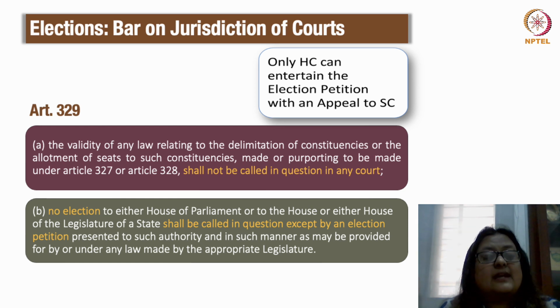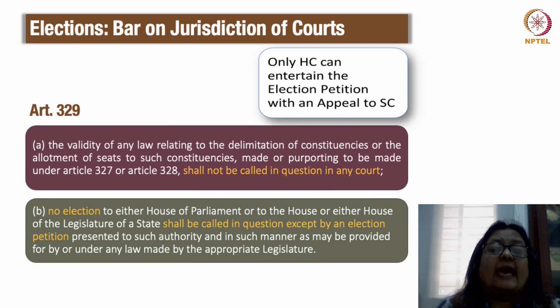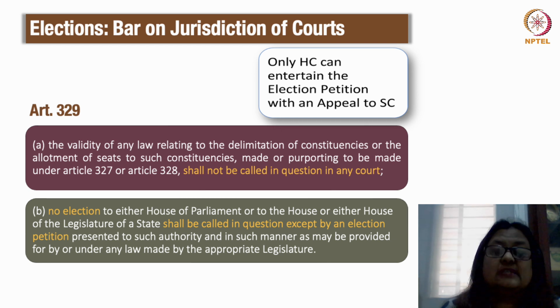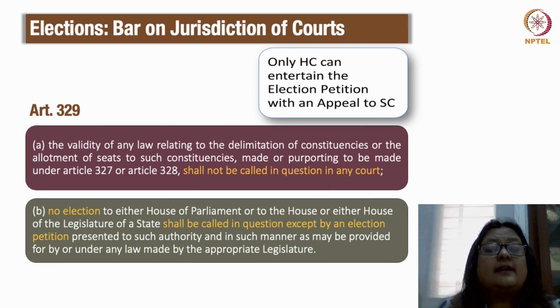Now, another important aspect is Article 329, which states the bar on jurisdiction of courts. Any act of the Delimitation Commission, or any act of the Election Commission in making rules and regulations under Article 324, cannot be questioned in any court of law. The validity of any law relating to the delimitation of constituencies or allotment of seats to such constituencies, made under the powers of Article 327 or 328, shall not be called in question by any court of law.